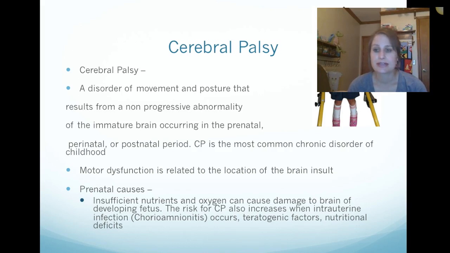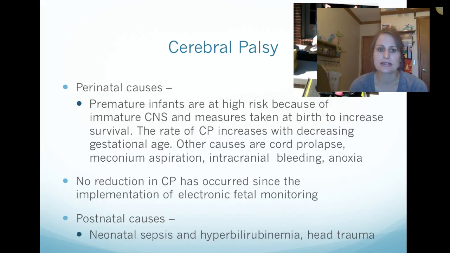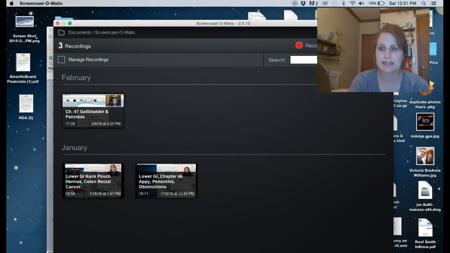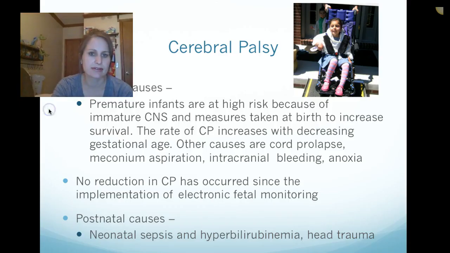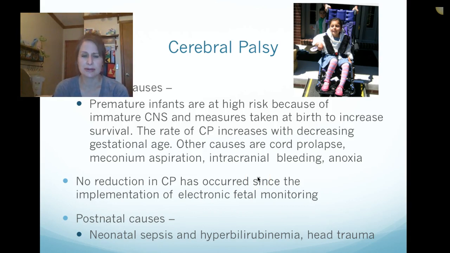Teratogenic factors, drinking, eating, doing something that you're not supposed to, exposing the child to teratogens, and then nutritional defects as well can cause this. As I said, sometimes it's severe, and then other times you would just never even know. Premature infants are at higher risk because of an immature central nervous system, and so the longer that child is in utero, the better chances that they will not suffer with this.